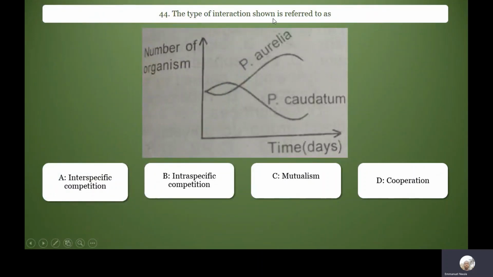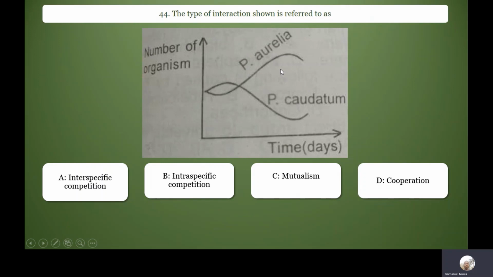Question 44: the type of interaction shown, looking at this graph, is referred to as interspecific competition. They are competing, they are not of the same species. You can see P. aurelia, P. caudatum, they are not of the same species.